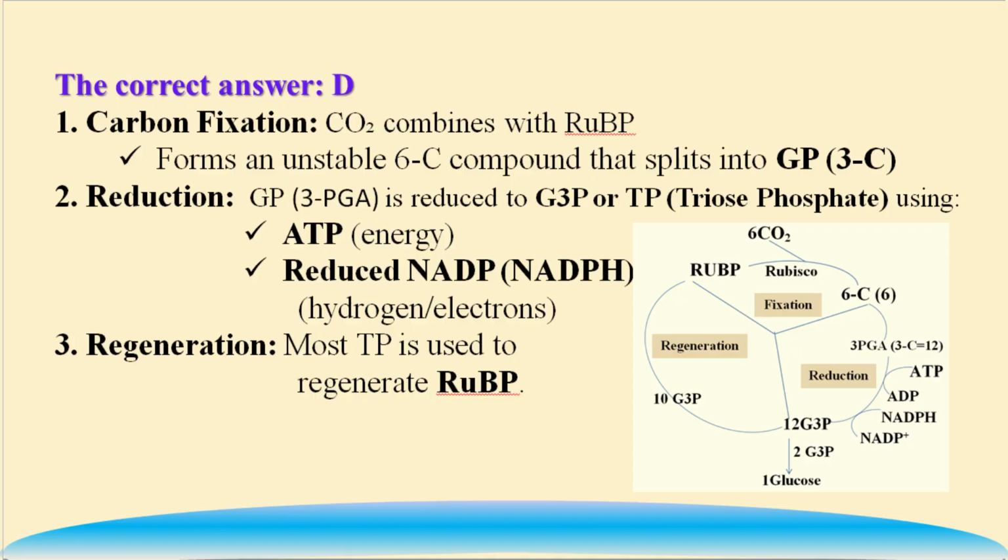The correct answer is D. In the Calvin cycle, carbon dioxide is first fixed to form GP. GP is then reduced to TP using ATP and reduced NADP. Some of the TP produced is used to regenerate RuBP, allowing the cycle to continue.